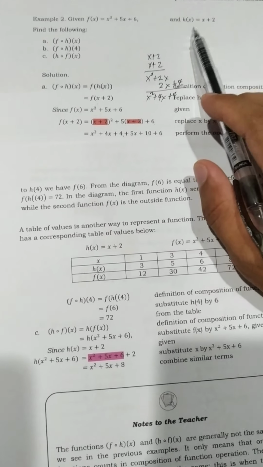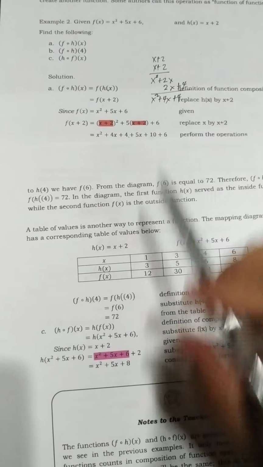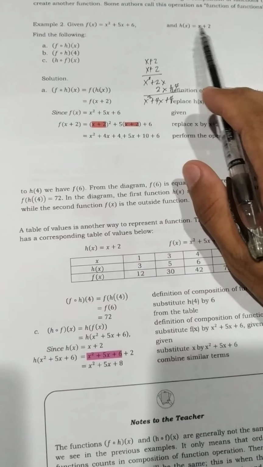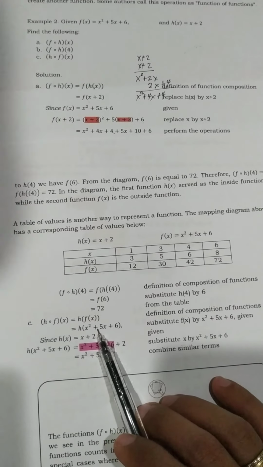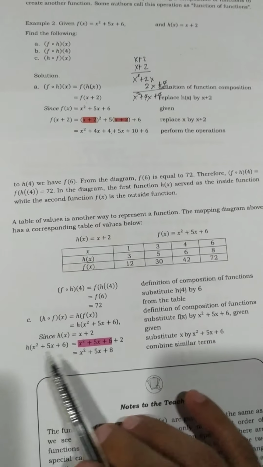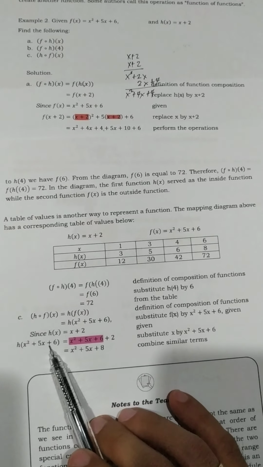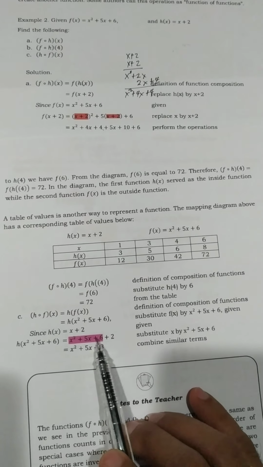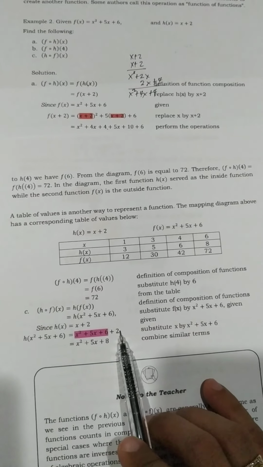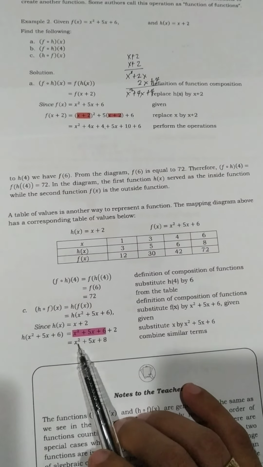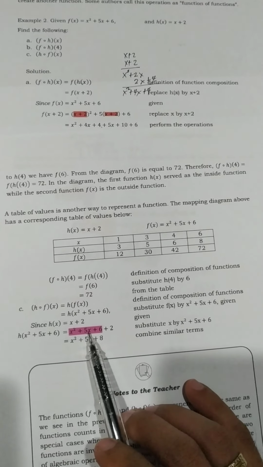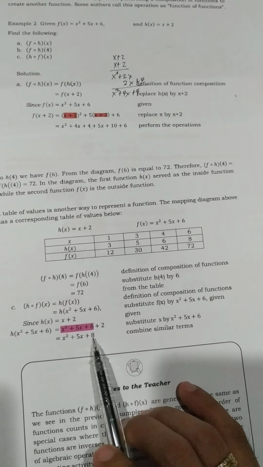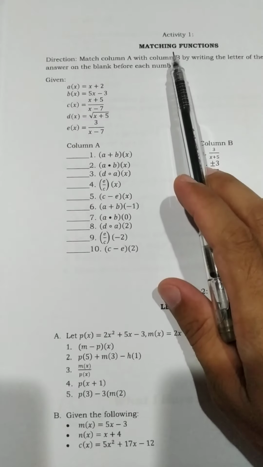So therefore, this x here is replaced by x squared plus 5x plus 6. So every x on the right side, we replace with x squared plus 5x plus 6. So h of x squared plus 5x plus 6 will become, every x replaced by x squared plus 5x plus 6, then plus 2. So therefore, we have x squared, then we are going to combine like terms, no? So we have 5x and 6 plus 2. So we have x squared plus 5x plus 8. So that is for letter C.